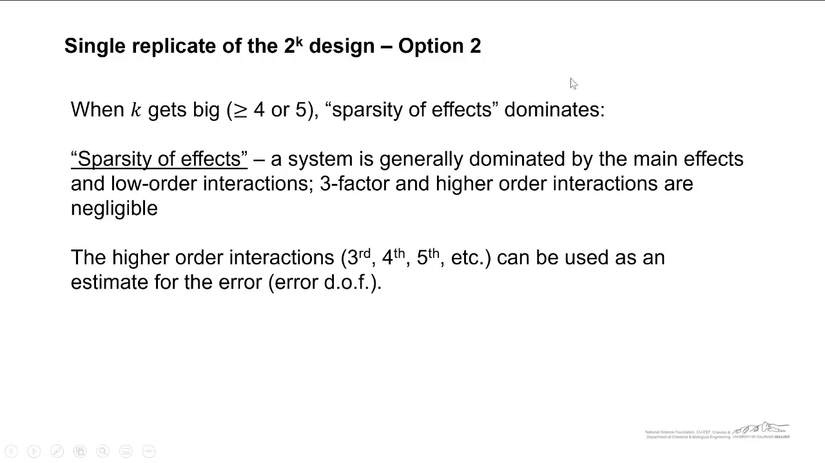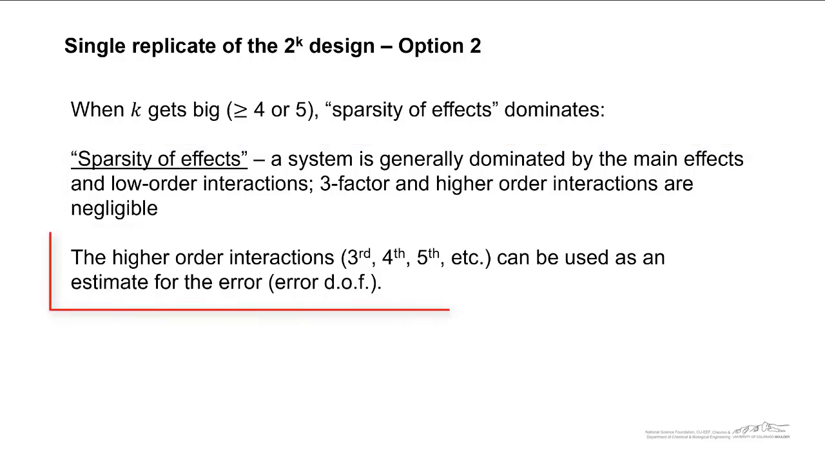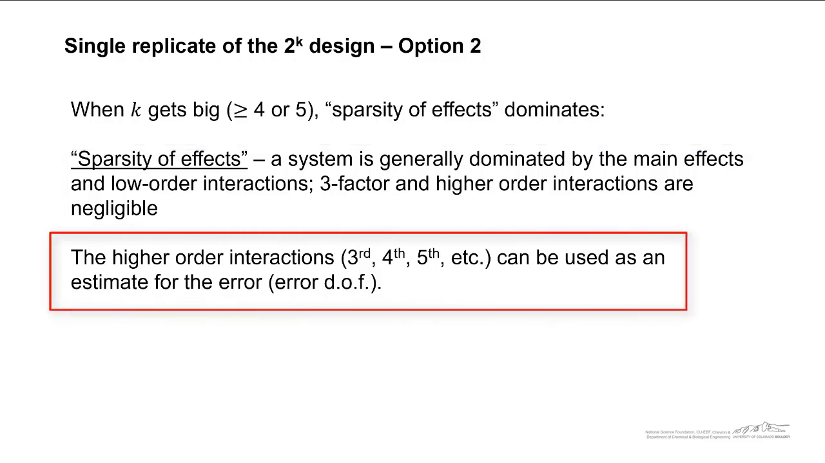The second option to doing a statistical analysis of a 2^k design is to use this sparsity of effects principle. And again, this is for when k gets big, when k is greater than 4 or 5. A system is generally dominated by the main effects and low order interactions. 3-factor and higher order interactions are typically negligible. Thus, the higher order interactions, 3rd, 4th, 5th, and so on, can be used as an estimate for the error. So we can use those 3rd through 5th order interactions as error degrees of freedom.